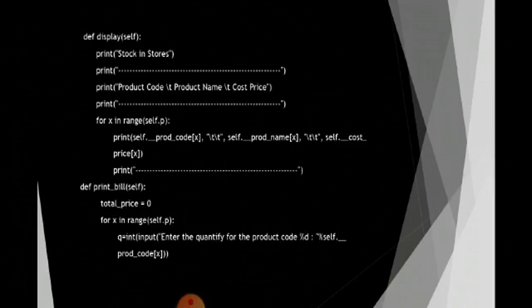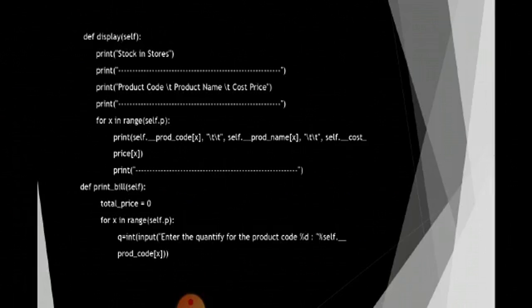We know \t is an escape sequence used to specify a tab space. For that we are using \t. Okay, and then product name \t cost price. We have to leave a tab space between these names, and then print a colon, that is, dotted lines. This prints both the statements, that is, product code, product name, cost price.